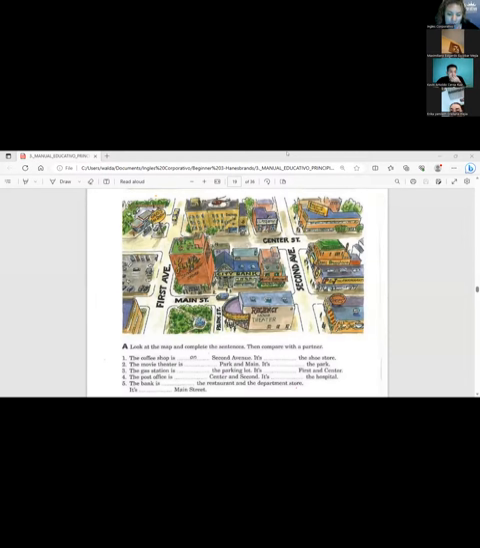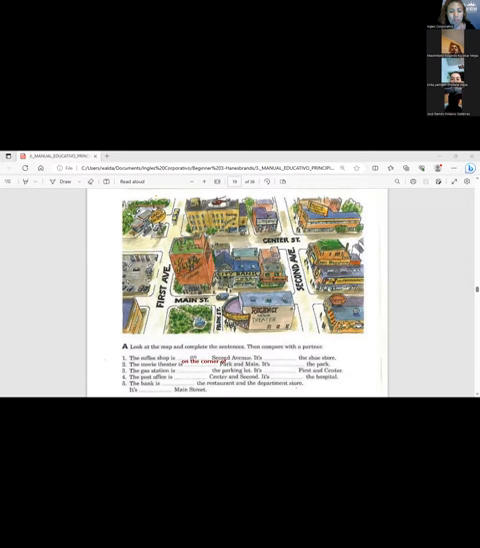Good. Park and Main. Yes. Very good. On the corner of. Excellent job. On the corner of. Any questions? No? Okay, next. Let's continue.